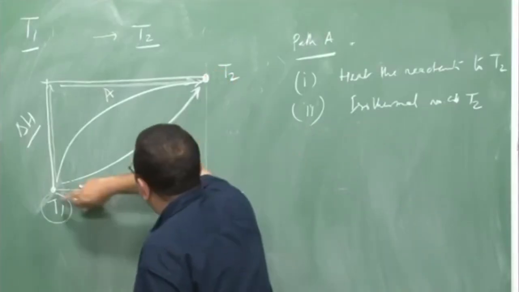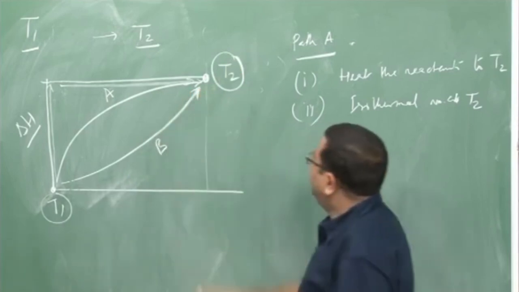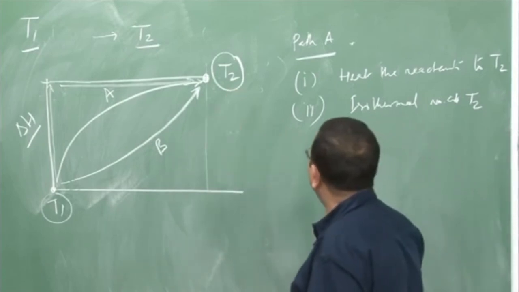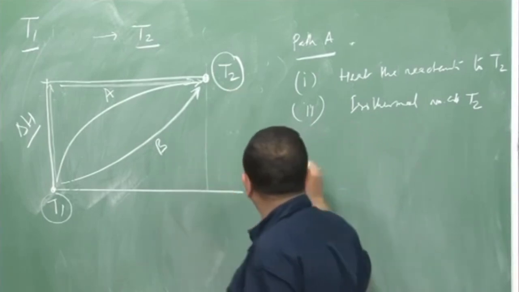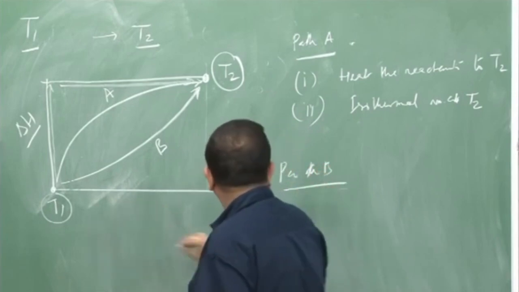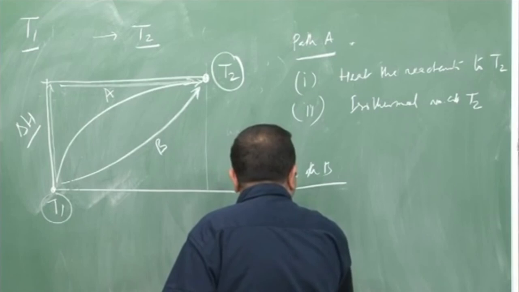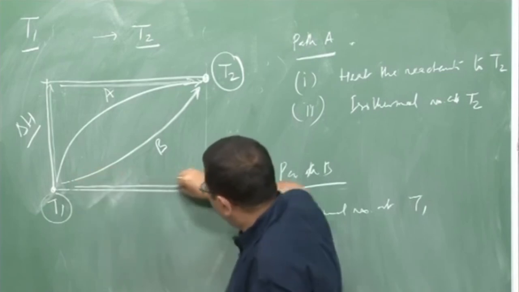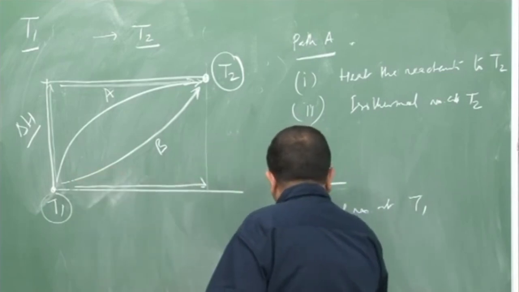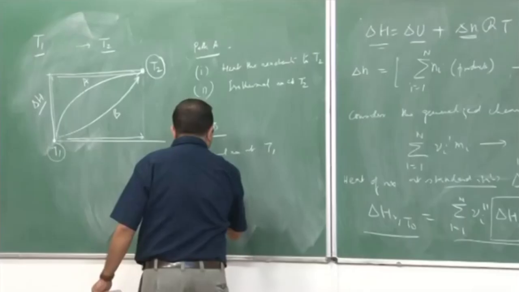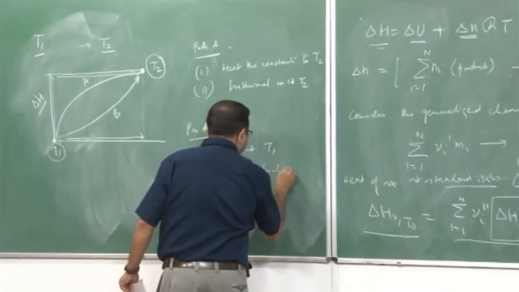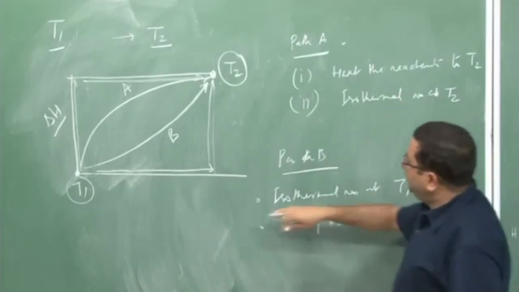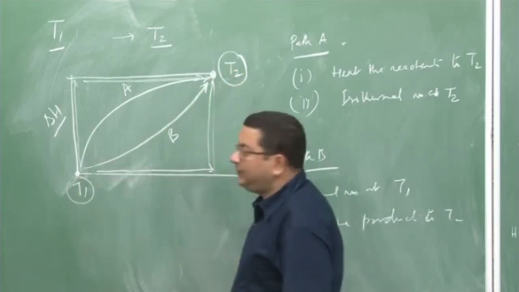So, following this path we reach this condition. Now my products are at temperature T 2, and we want to estimate the enthalpy here. Similarly, we can have another path, path B, where we have the isothermal reaction at temperature T 1. So, we come here and then heat the products to T 2 from here to here. So, following both the paths we reach the final state at T 2 from the initial state at T 1.